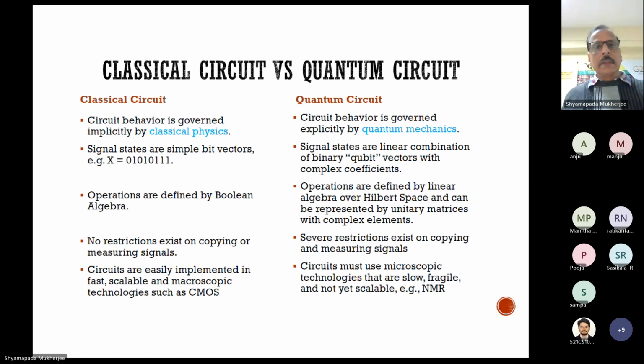So this is classical circuit versus quantum circuit. Classical circuit behavior is governed by classical physics. Quantum circuit behavior is governed by quantum mechanics. Here signal states are simple vectors like 0, 1, but here it is a qubit. Operations are defined by Boolean algebra in the classical case, while here operations are defined by linear algebra over a Hilbert space. No restriction exists on copying or measuring a signal in the classical case, but here there is a restriction. You cannot clone a qubit. You can copy 0, 1, but a qubit cannot be cloned. That is why we have a theorem called the no cloning theorem.